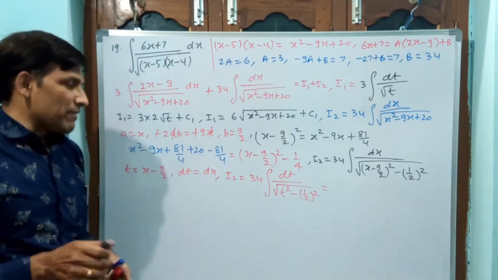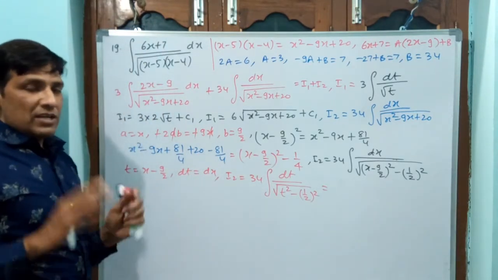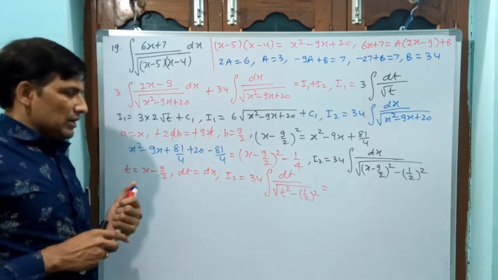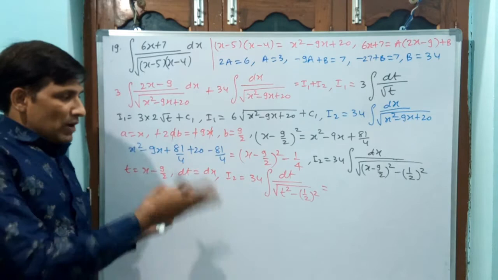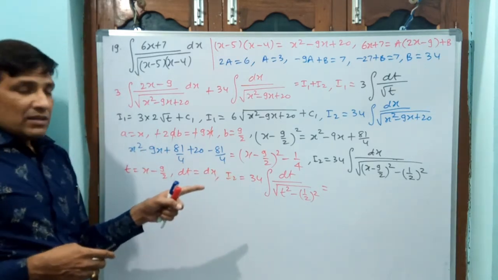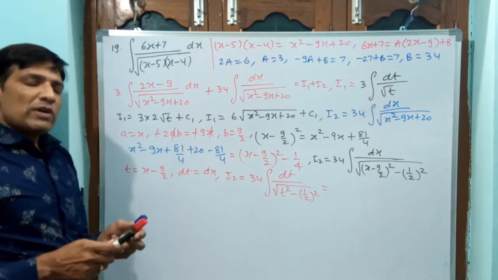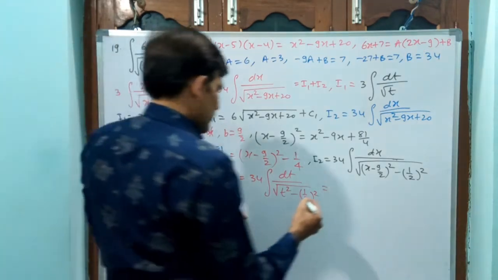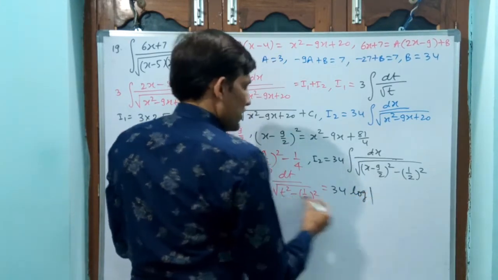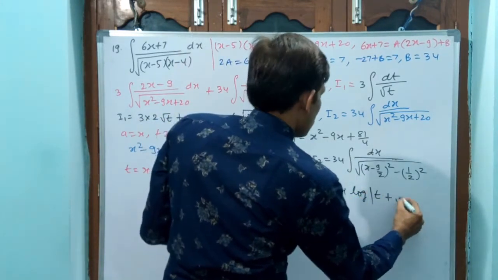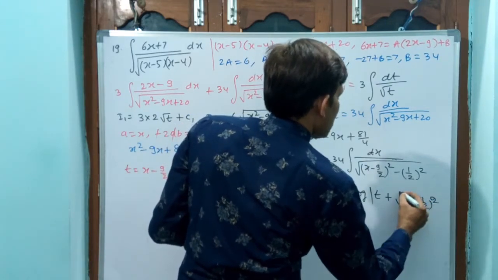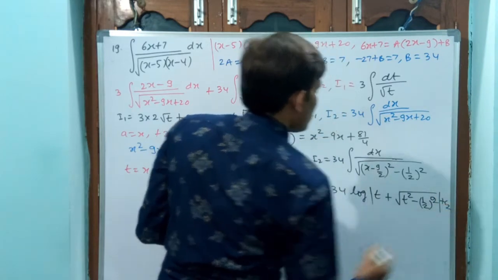Now apply the formula. What is this formula? In the denominator a square root is there, means 1 by 2a will not come, only the normal log will come. If it is a square minus t square, then sin inverse of x by a will come. But here it is t square minus a square, so the log formula will come. Write down, 34 is outside, log of modulus of t plus square root of t square minus (1 by 2) whole square, modulus close, plus C2.